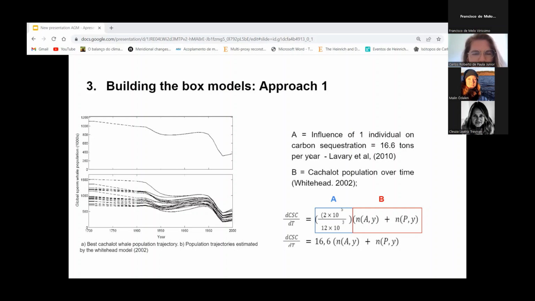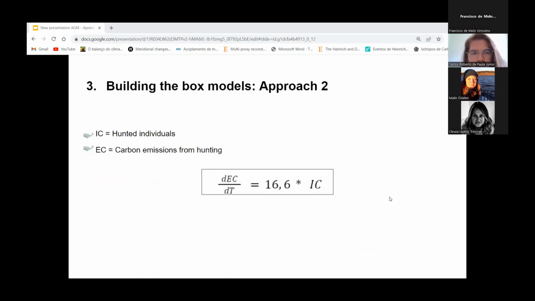box model, the first box model. The second approach sought to evaluate the carbon emission resulting from the hunting of the cachalot whales, and uses the number of individuals hunted over time, and this parameter is the same as present in the work of Whitehead.